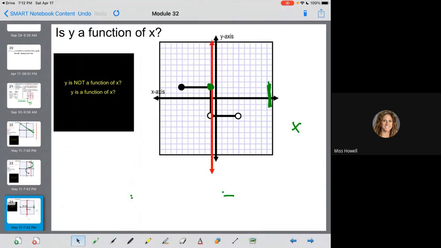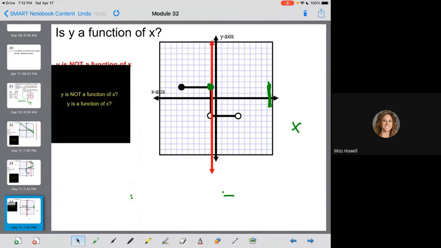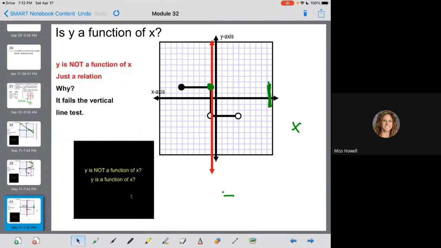So this one would be another example of failing the vertical line test, which means y is not a function of x, which means this is just a relation. And the reason being it failed that vertical line test.